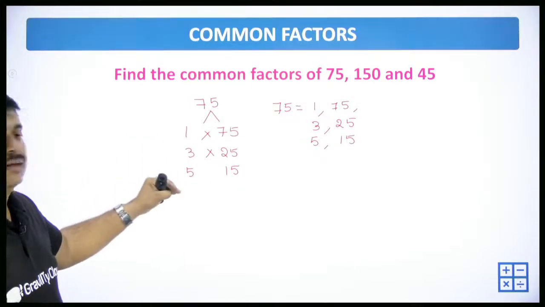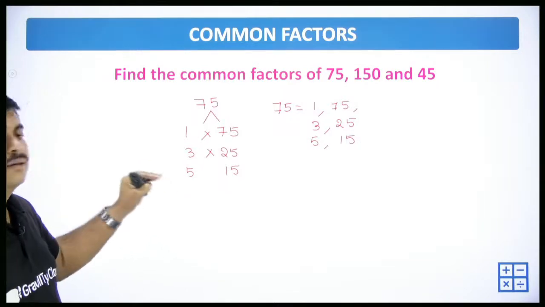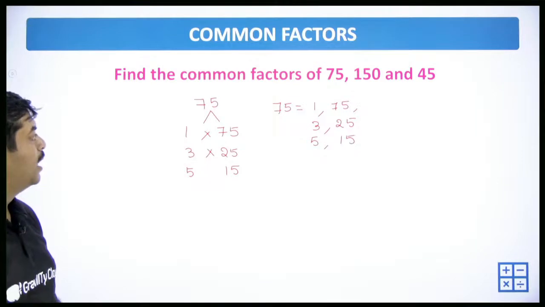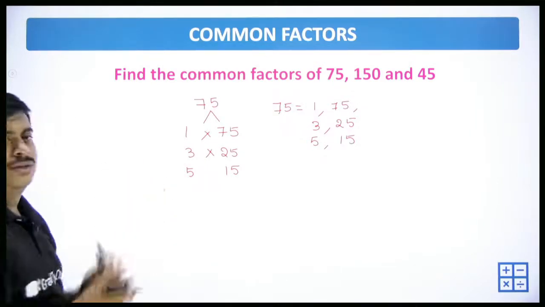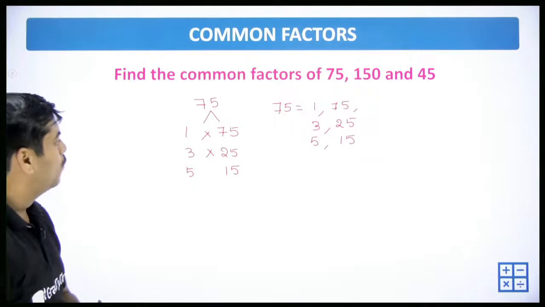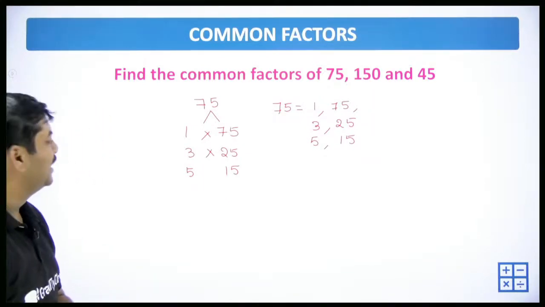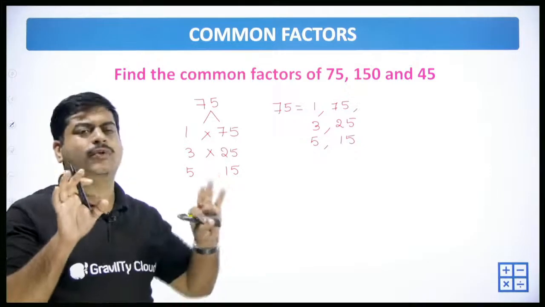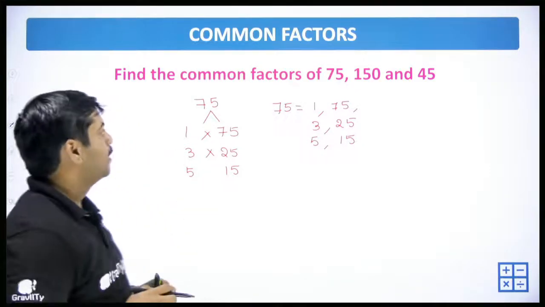Next, 7, no. 6, no. 8, 9, 10. Can I cancel with 10? No. Okay, anything else? I don't think so. Any more factors you can try to find if you can. 1, 3, 5, 15, 25, 75. Maybe 10, no, 12, 13, 14, I don't think we will get any other number. But there is a method, don't worry about that. I'll explain a method how to get the factors.